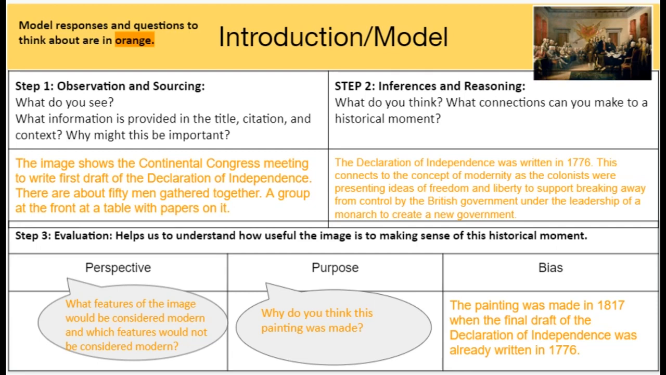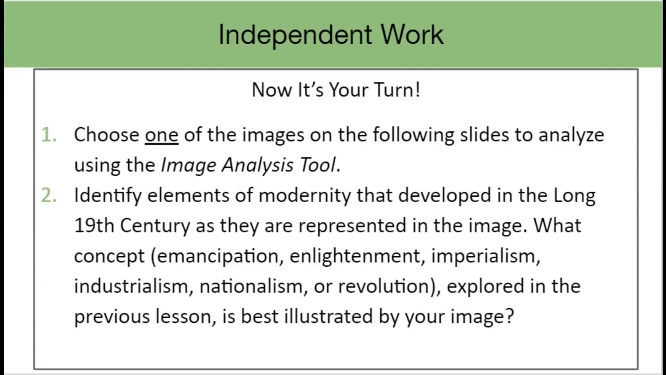So I took down, because this lesson continues and provides students with independent work where they should work with all sorts of other sources, where they have to choose an image on the following slides to use with the image analysis tool. Then they have to find the element in modernity. That's going to be the historical question they answer at the end: which concept explored in the previous lesson is best illustrated by the image?